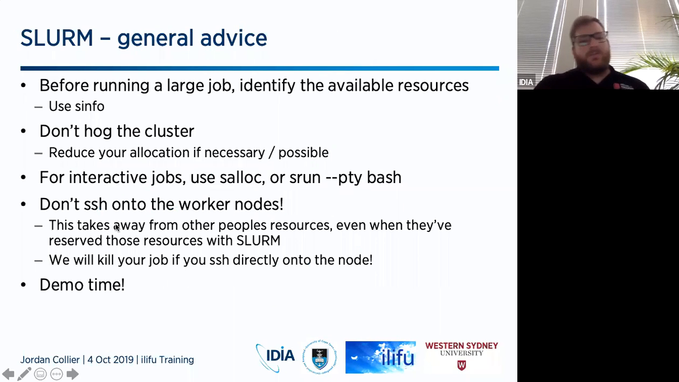So some general advice if you are running SLURM jobs. Firstly, identify the resources that are available. You can do that with sinfo. So you could see, for instance, whether much of the cluster is being used, and you may want your job to run instantly, but you can afford to have fewer resources, and so you would minimize that. We also don't want users to hog the cluster. So if you can, we would like you to reduce your resource allocation to be something that's not basically the whole cluster.